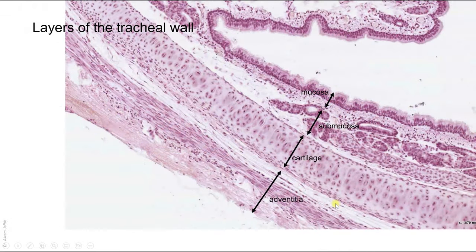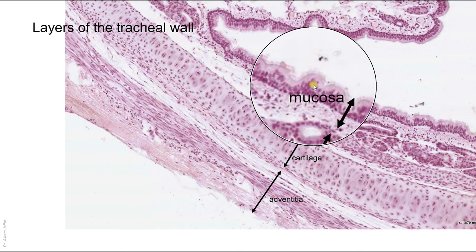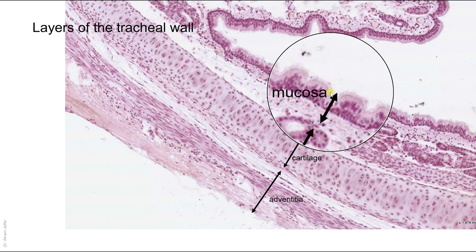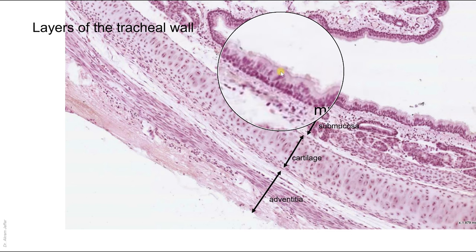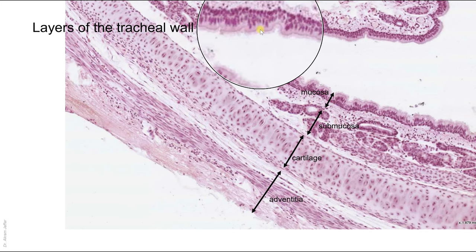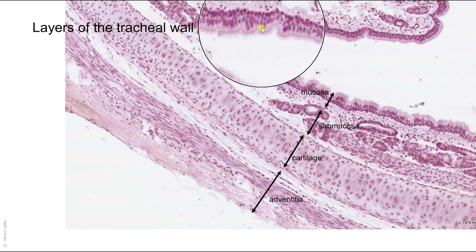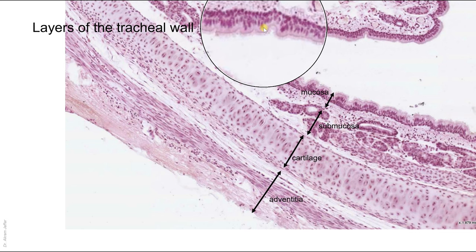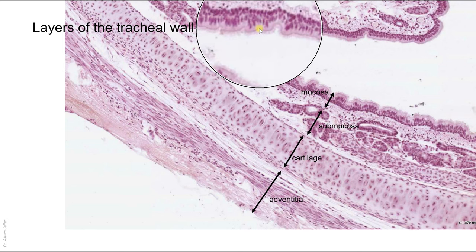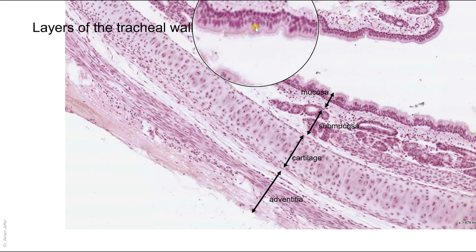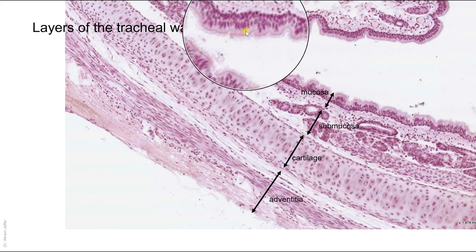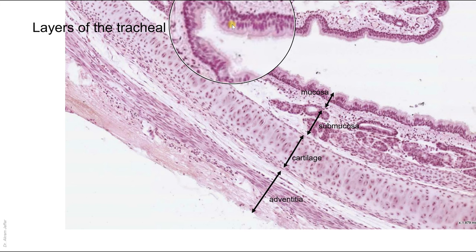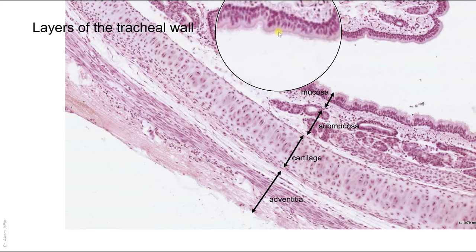This is another section at a higher magnification showing the layers of the tracheal wall. You can see the mucosa here. Look at the surface epithelial cells. These are ciliated. Clearly, they are ciliated. Here again, you can still see the cilia. And look at the nuclei. It looks as if it is stratified. The nuclei are at different levels, but in fact, it is not stratified. It is the same layer, but some of the cells are tall and some of them are short, and that's why the nuclei appear at different levels and give the impression that it is stratified.